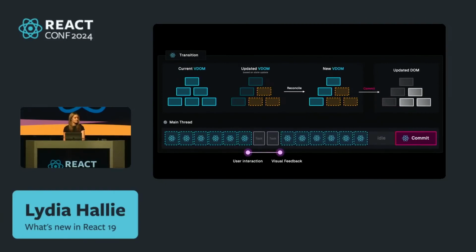Because if that's the case, React will pause the current render, let the browser handle the task, and then eventually get back to rendering. And it only commits these updates at the most performant time. So transitions ensure that the UI stays responsive during an update.